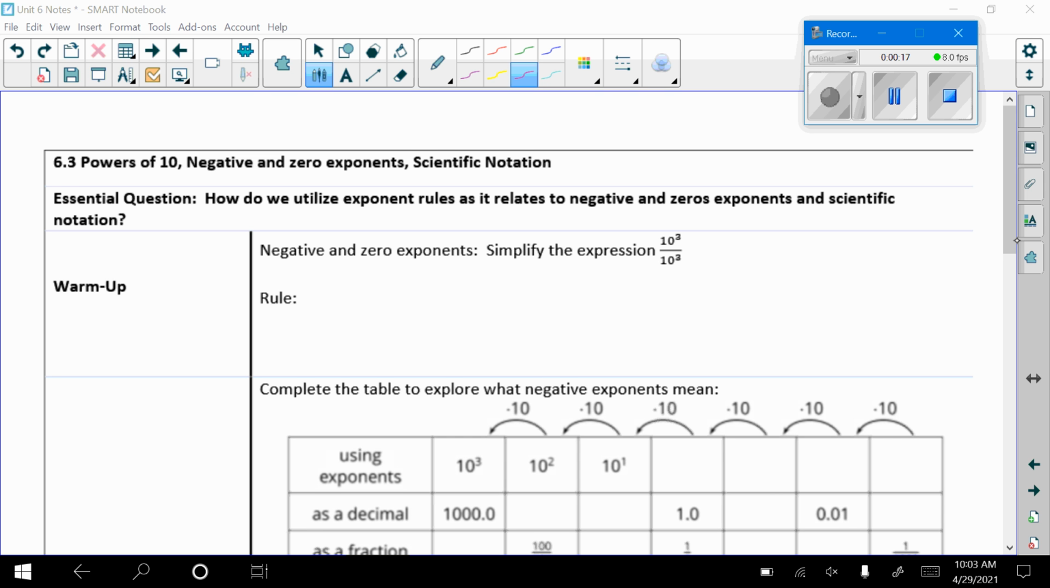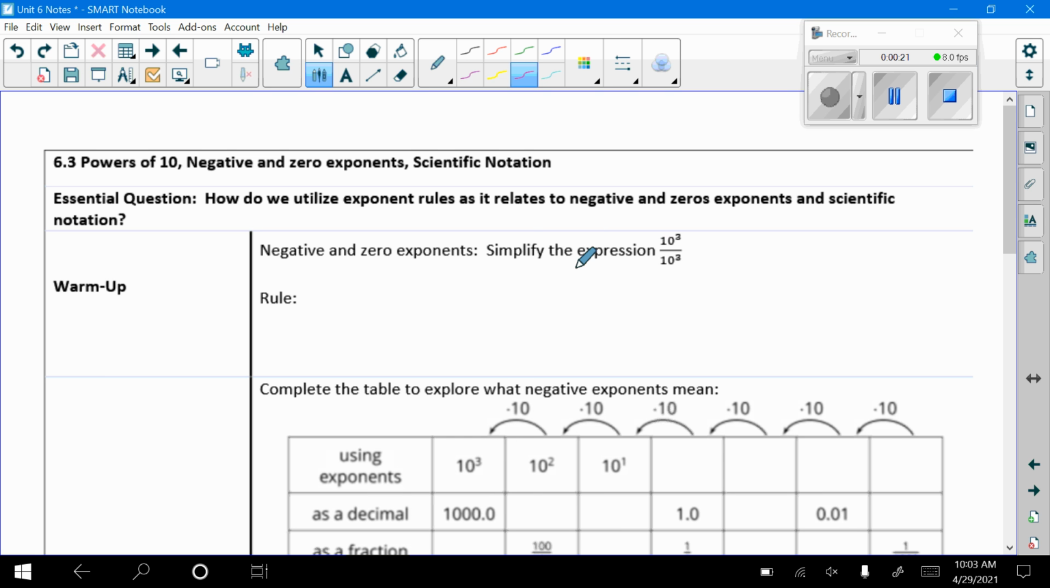So as we do a warm-up, I'd like you to think about the negative and zero exponents, and simplify this expression. Well, we already know any number divided by itself is 1, right? So let's put that little side rule over here: any number divided by itself is 1. Well, I know that, but I also know my rules of math here.